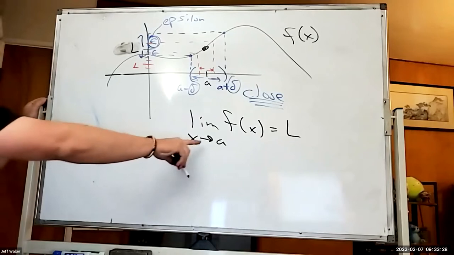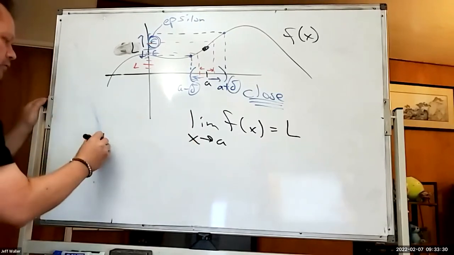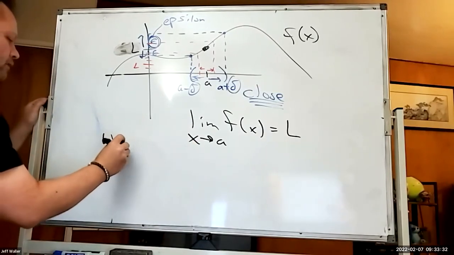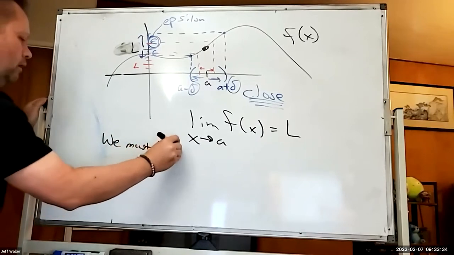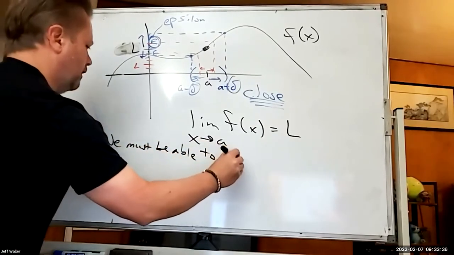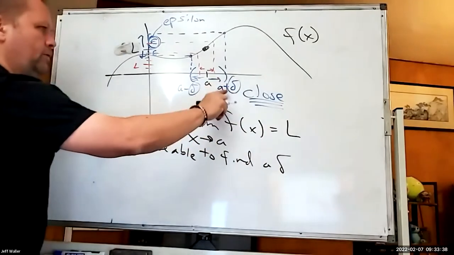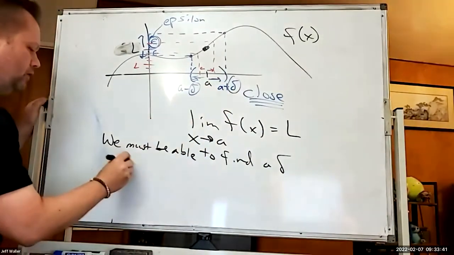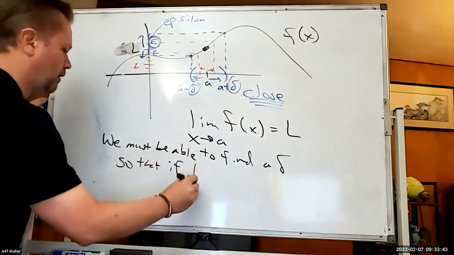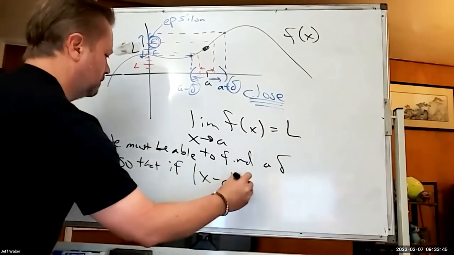So if this is true, then we must be able to find a delta. We must be able to find a delta so that if, let me see how you guys feel about this.